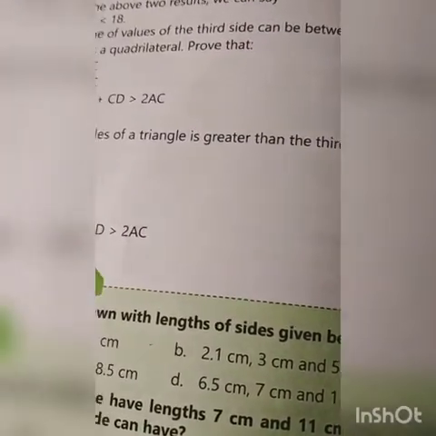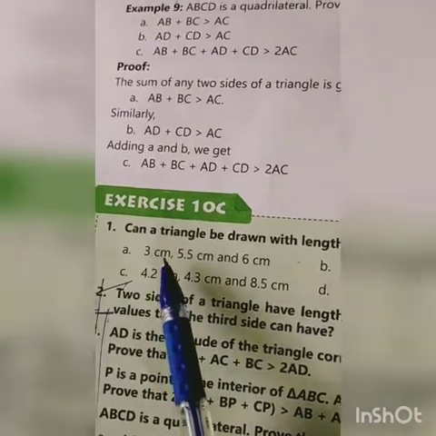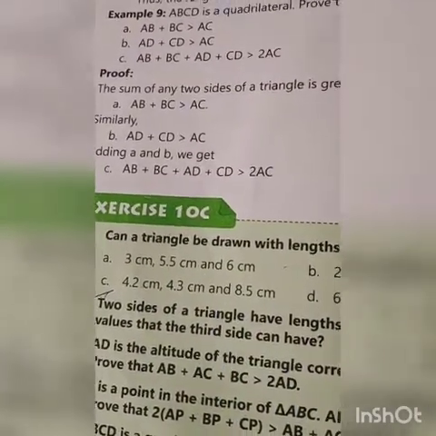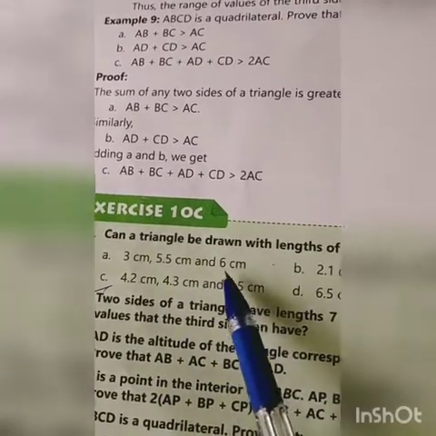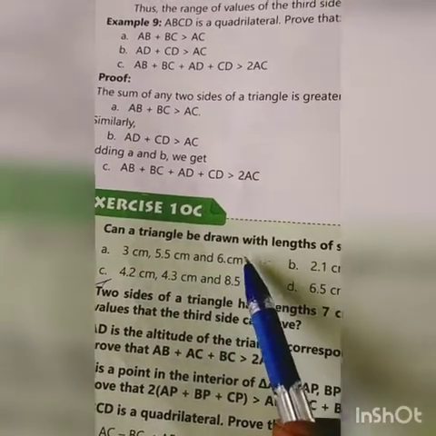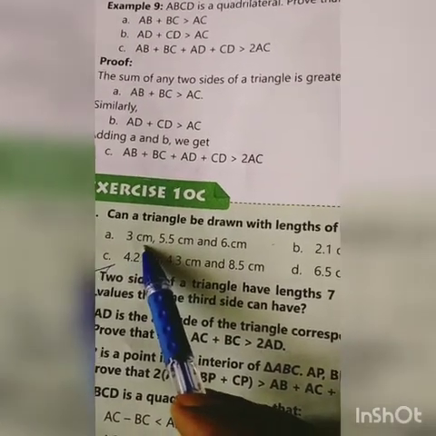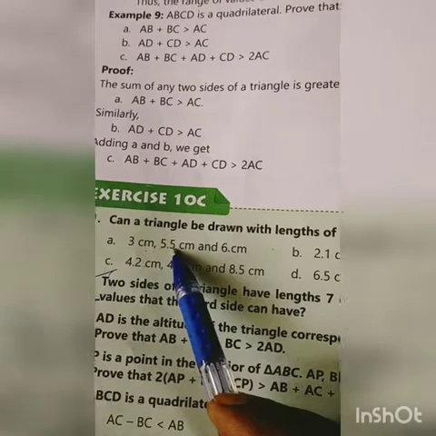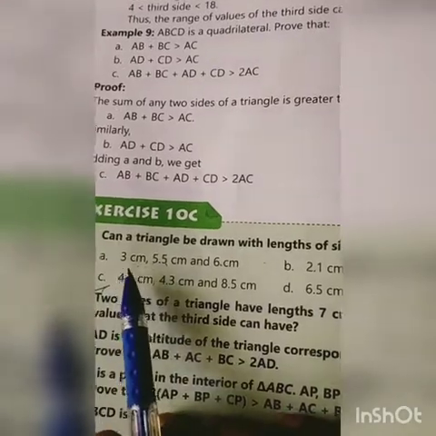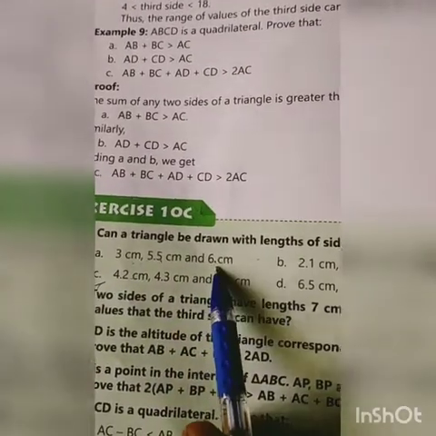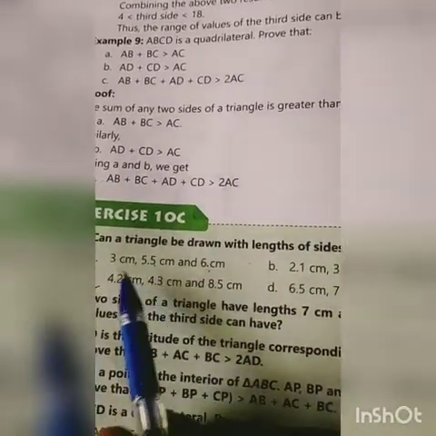Now look here at question 1, part A. We'll not add the sum of all three sides. To find it, we can make it clear by adding only two sides. So we'll take the greatest side once on one end, and we'll take the sum of the other two sides. And if it is greater, then we can draw a triangle. We don't need to find the sum of the other sides also.